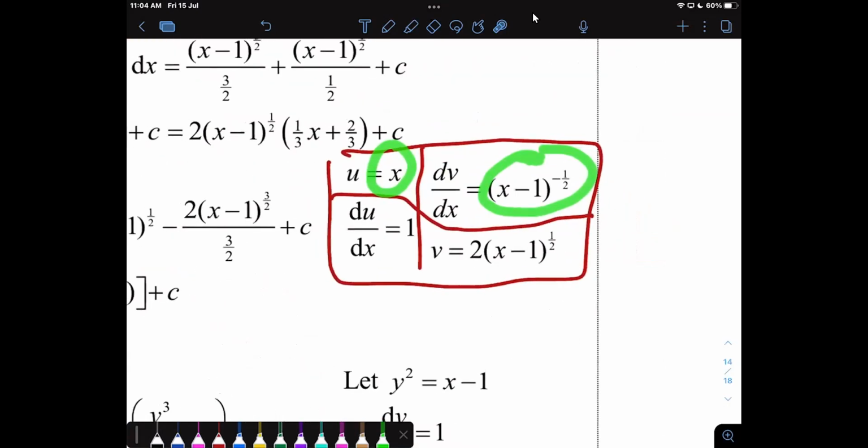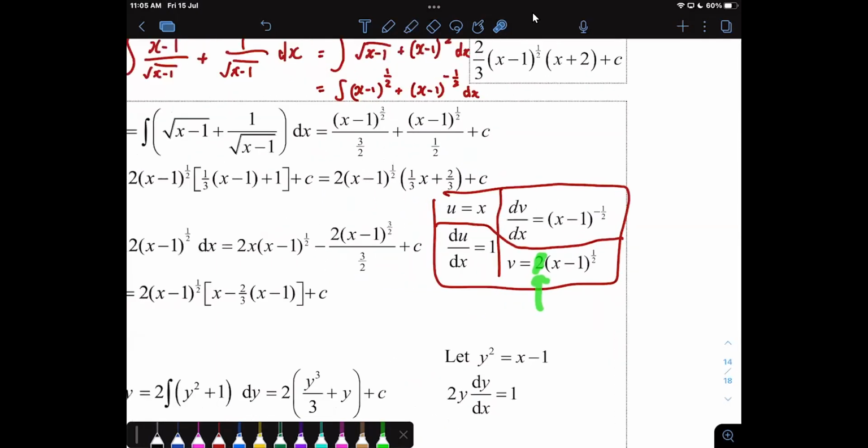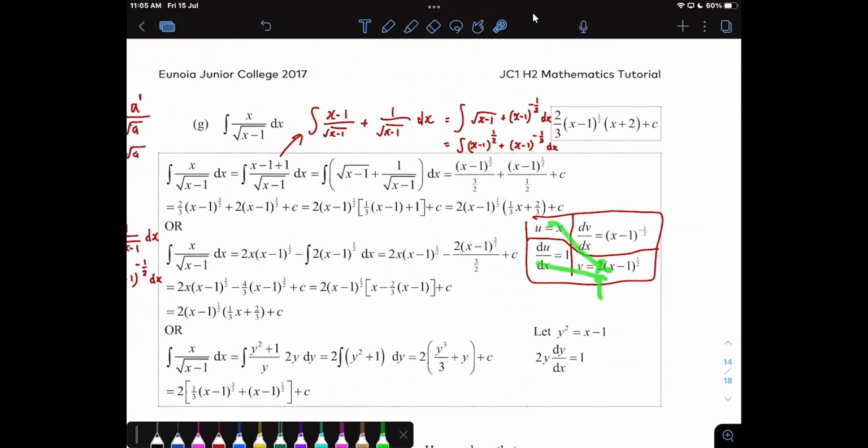Then after that, you just have to differentiate. You get 1, integrate, you get minus half plus 1 is a positive half, then divide by half, which is times 2. Do you understand how you get out 2? Okay, good. Then in that case, you can just do uv minus integral v du. So uv is here, minus away integral of v du is here. Times 1 means you do nothing.